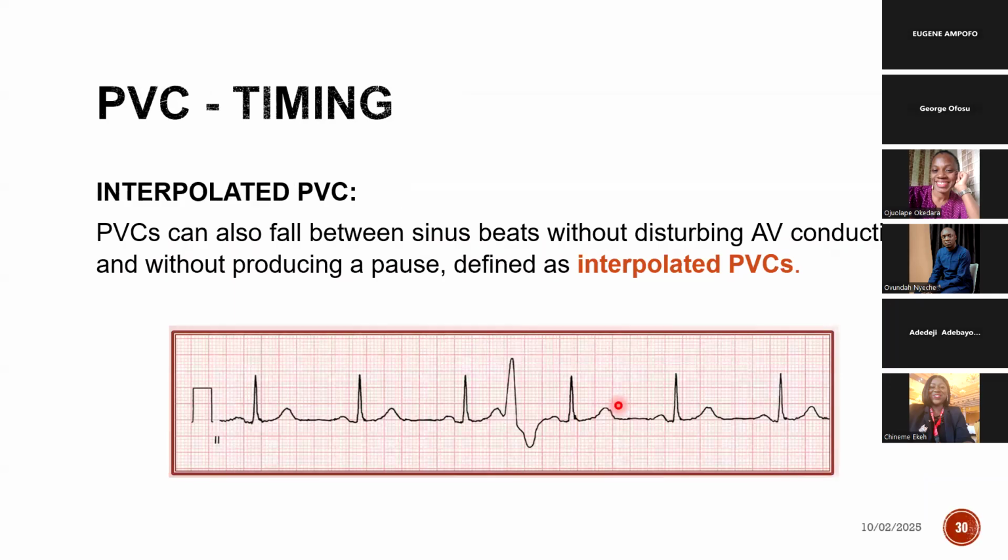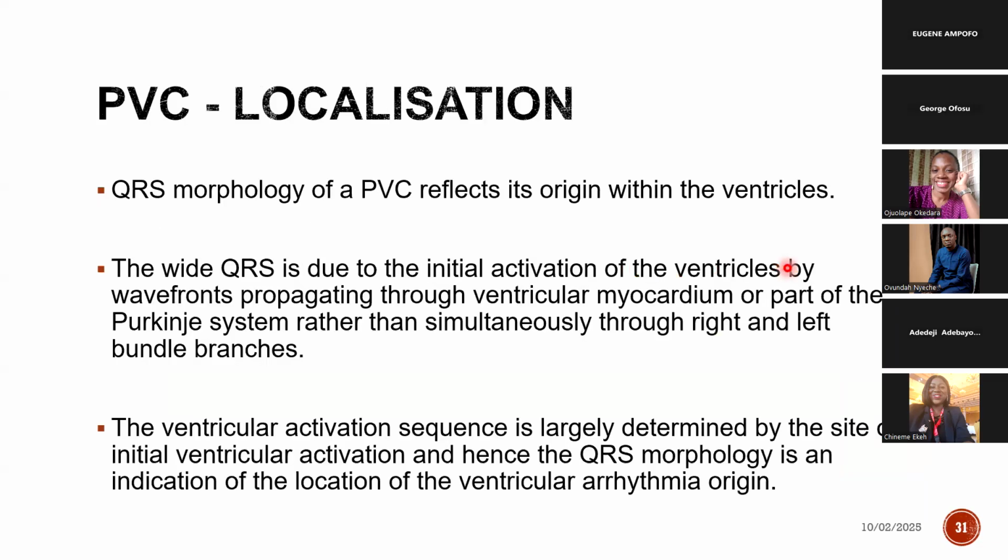Okay. Again, by way of timing, we have what is called interpolated PVC. This is basically a PVC that occurs and does not interfere with the normal heart rhythm. So a PVC can also fall between sinus beats without disturbing the AV conduction and without producing a pulse. And this is defined as interpolated PVCs.